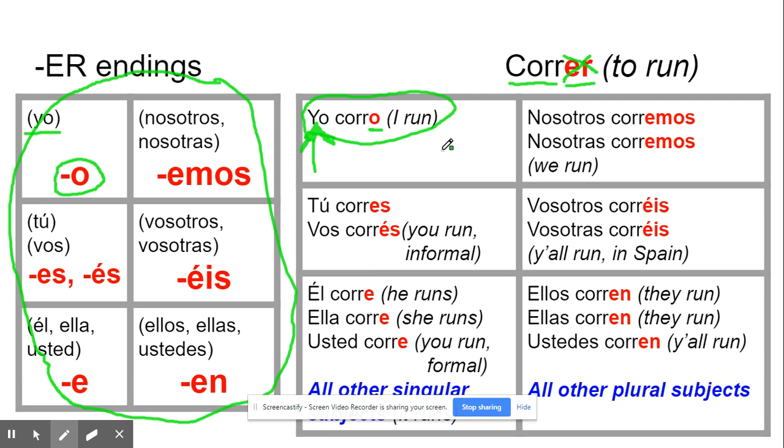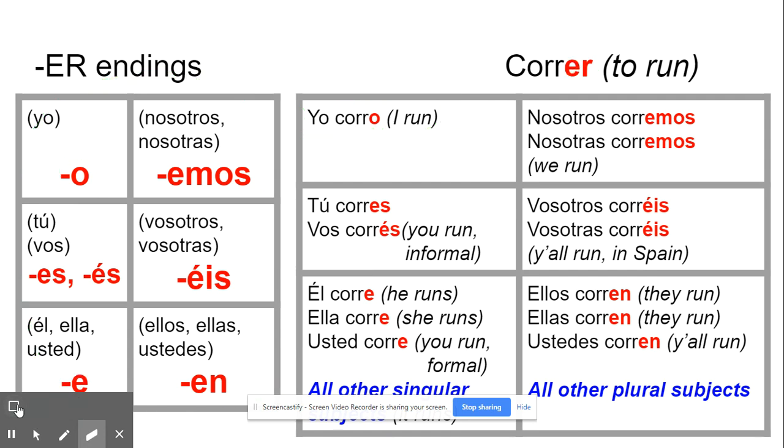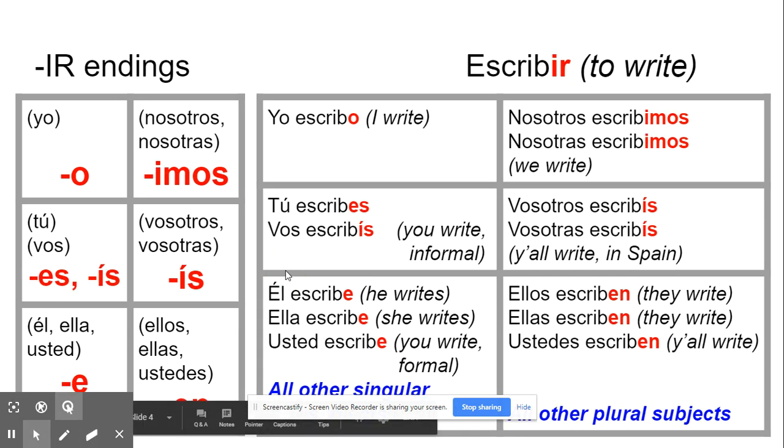We do that with every single one, just like we did with our AR verbs. And it's pretty simple. You're always just taking off the AR, or in this case, ER ending, and adding one of the endings on the left. Let's look at the last set of endings. Those are our IR verbs.